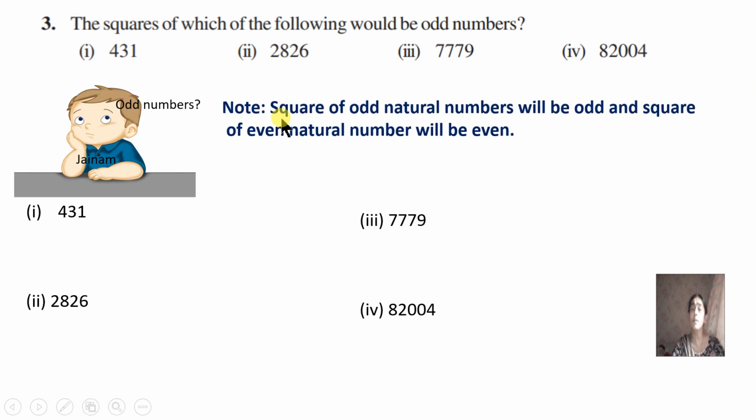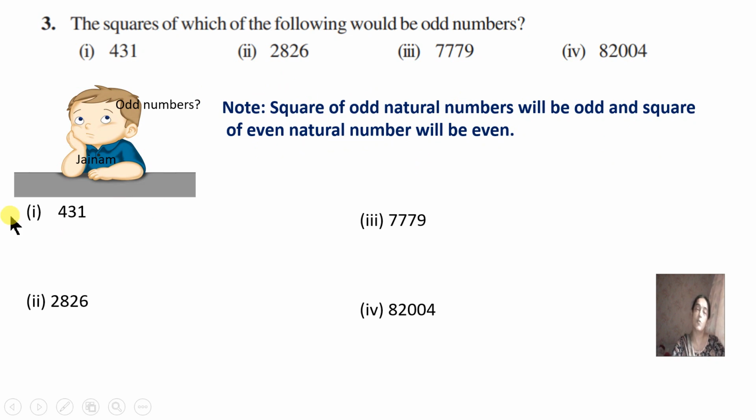You have to remember that square of odd natural numbers will be odd, and square of even natural numbers will be even. So, if you multiply an odd number with an odd number, the answer will be an odd number only. That means square of an odd number will be an odd number and square of an even number will be an even number.